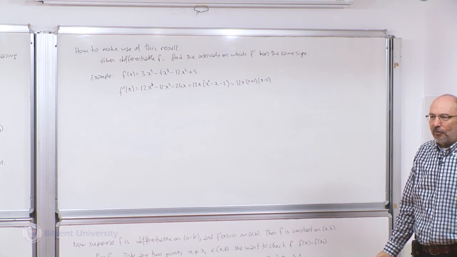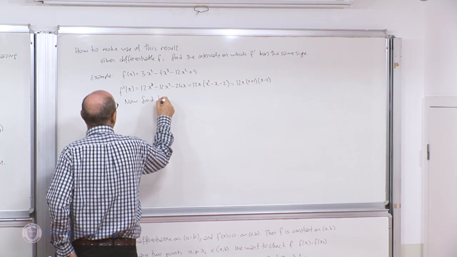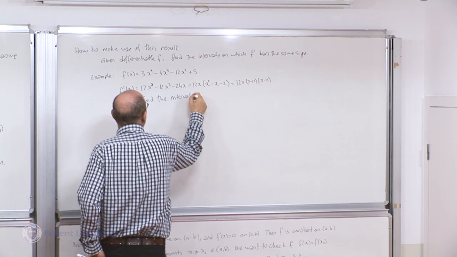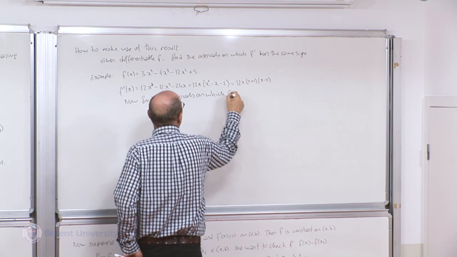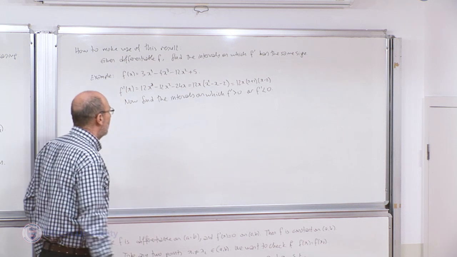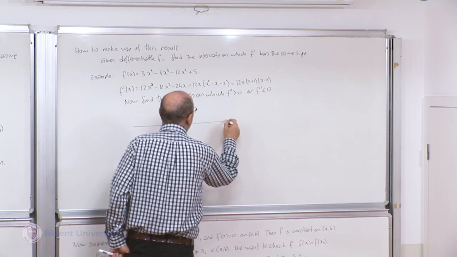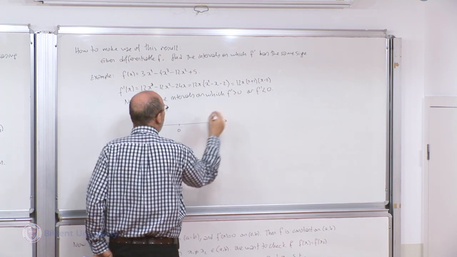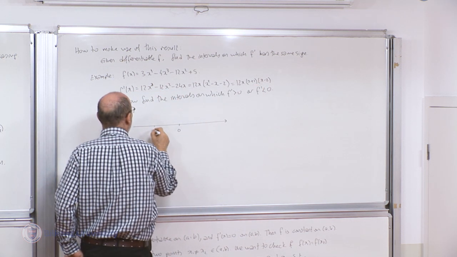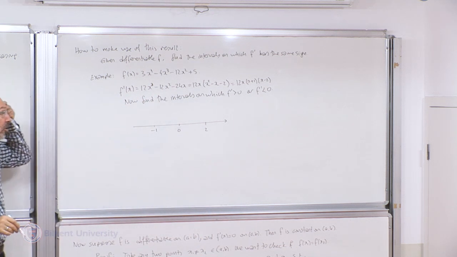Now we want to find the intervals on which f prime is positive or f prime is negative. We know that at x equals 0, it is 0. At x equals minus 1, it is 0. And at x equals 2, it is 0. In between, this is a continuous function. The derivative is a polynomial, so in between, it will have the same sign.